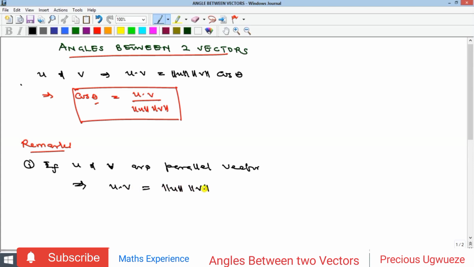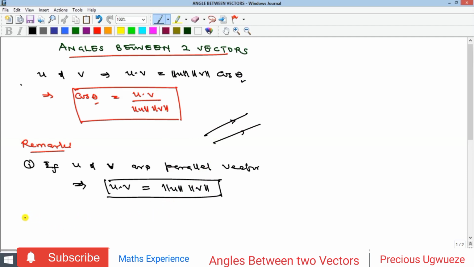The reason is that if they are collinear vectors, then your angle theta is going to be 0, because the angle between two parallel lines is 0. Of course, they will never meet at any point. Because it is 0, and we know that cos of 0 is 1, when you put that into this, that gives us this relationship.